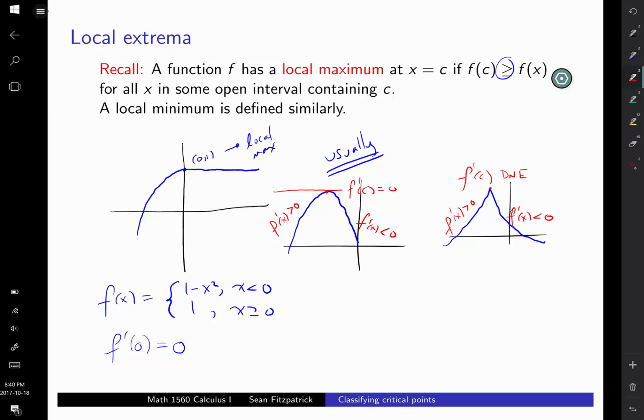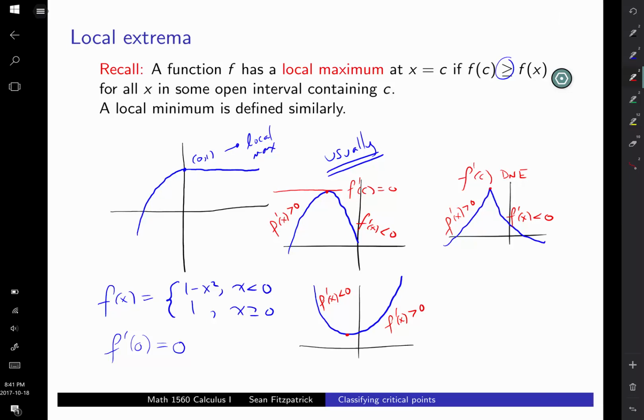And of course, for a local minimum, it's going to be the same story, except the other way around. We go like this, and so as you pass through that critical point, on the way down your function is decreasing, so the derivative is negative. On the way back up, your function is increasing, so the derivative is positive.